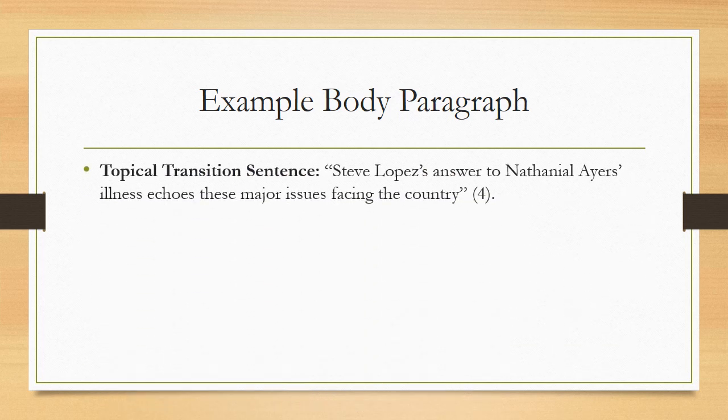So a topical transition sentence, remember, is the opening sentence of the paragraph. It needs to make an argument, and it can also connect the topic of the current paragraph to the previous one to show the relationships between them. That's what makes it a topical transition. That helps you not only state what the paragraph is about, but transition from paragraph to paragraph. So in this next paragraph, the student says, Steve Lopez's answer to Nathaniel Ayers' illness echoes these major issues facing the country. We just read the paragraph where the student talked all about the problem of homelessness, how we're not addressing it correctly, and how we should address it instead. So when he says, echoes these major issues, that's a good transition sentence.